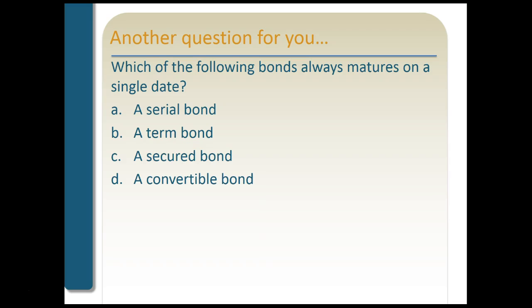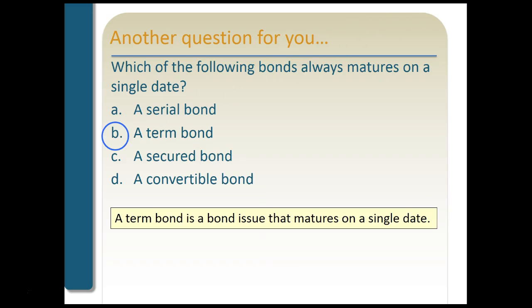Let's look at another question. Which of the following bonds always matures on a single date? A serial bond, a term bond, a secured bond, or a convertible bond? A term bond is one that matures on a single date.